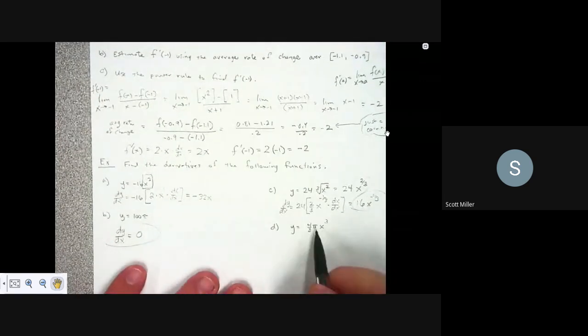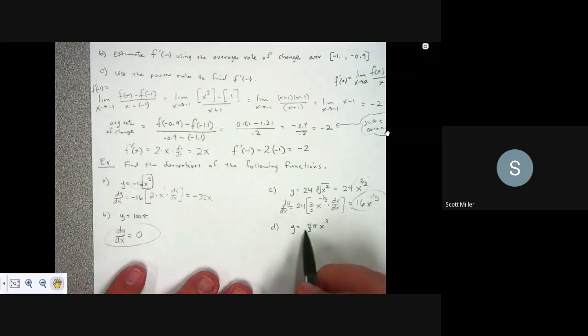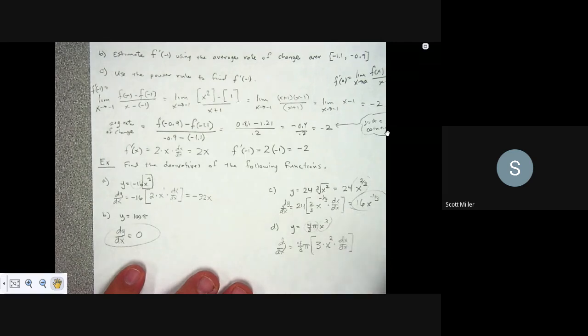Okay, this one right here, last one, 4/3 pi x to the third. Remember, all of that is a constant. So dy dx is the constant times the derivative of that expression right there, which is exponent in front, lower the exponent by 1, dx dx, because that's the variable. As I clean this up, these 3's drop out. I'm left with 4 times pi times x squared, and that is dy dx.